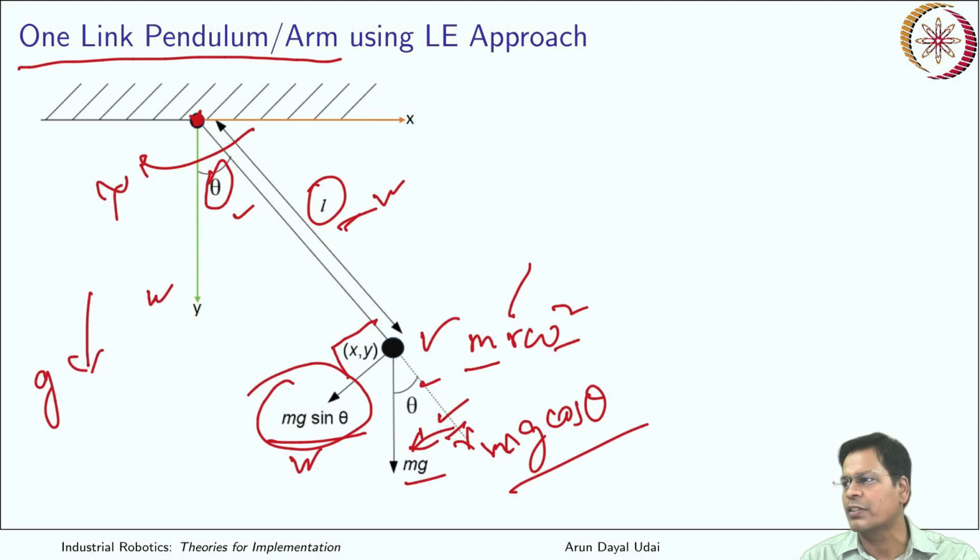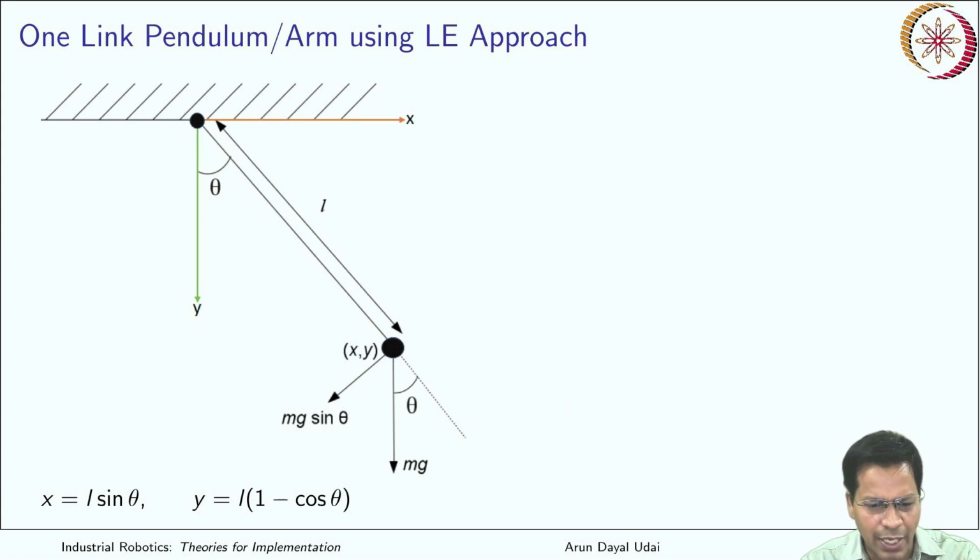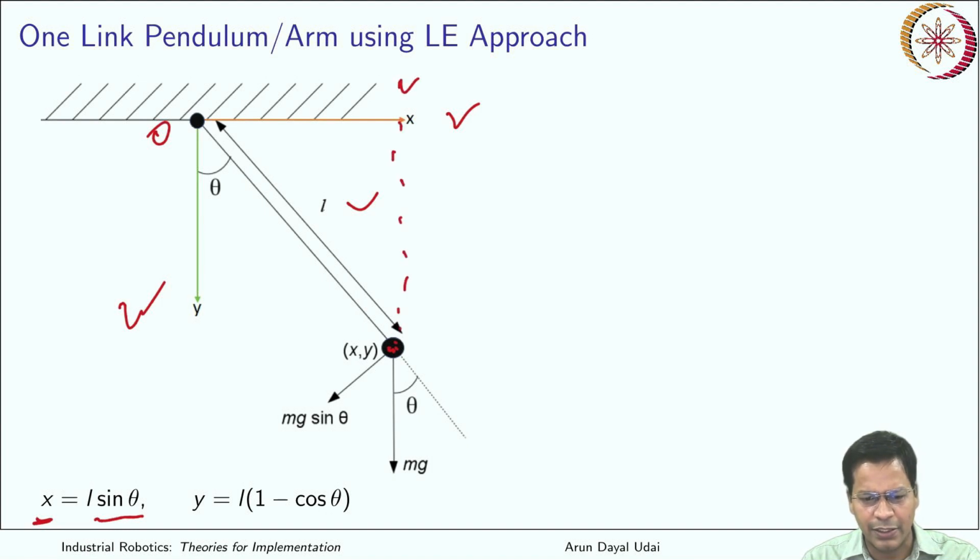So let us do the same whole analysis using the Lagrange-Euler technique. With this as a reference frame, this is your x direction, this is your y direction. So x should be equal to, if this is L, L sine theta. So the displacement of this bob, if it is projected on the x-axis, is L sine theta, correct? So that is your x.